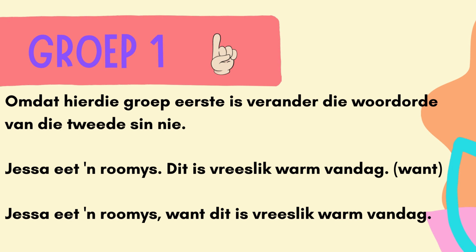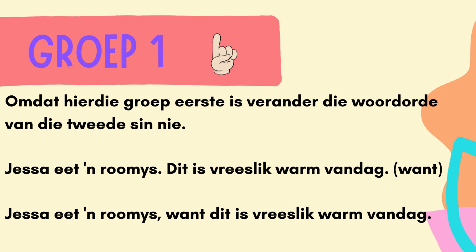order. So we write down sentence 1 exactly as it is. Jessa eet 'n roomys. We add a comma, we write the conjunction want, and we write the second sentence exactly as it is. Dit is vreeslik warm vandag. Jessa eet 'n roomys want dit is vreeslik warm vandag. So, Jessa eats an ice cream because it's really warm today.